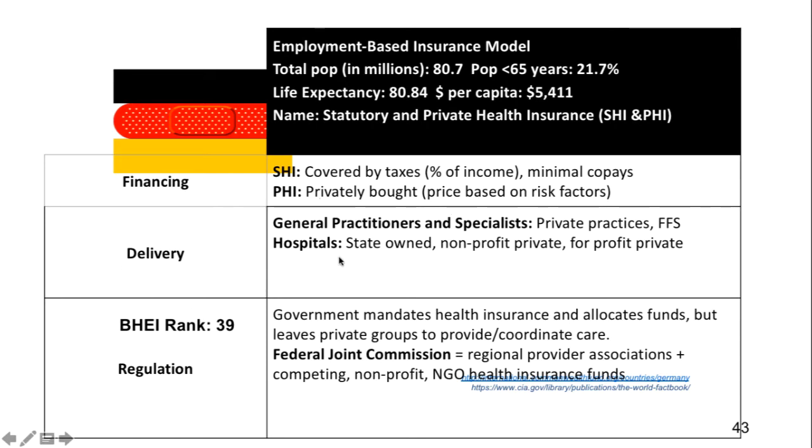Now, the delivery is by general practitioners and specialists. They have their private practices, and they charge fees for services. The hospitals are state owned, non-profit private, and for-profit private. The regulation is based on government mandates for health insurance and allocation of the funds, but it leaves the private groups to coordinate the care.